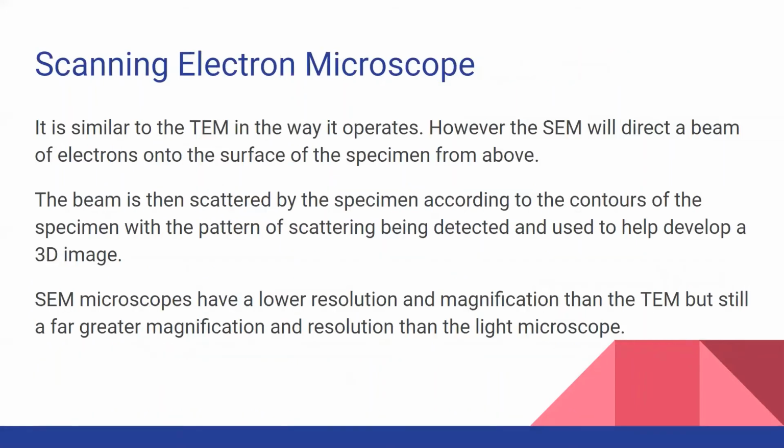On the other hand, the scanning electron microscope is similar to the TEM in the way it operates. However, the scanning electron microscope will direct a beam of electrons onto the surface of the specimen from above rather than below. The beam then is scattered across the specimen according to the contours of the specimen, and the pattern of the scattering will be detected and used to help to develop a 3D image of the specimen.